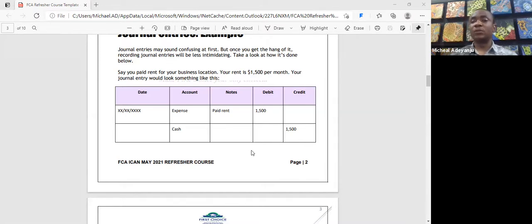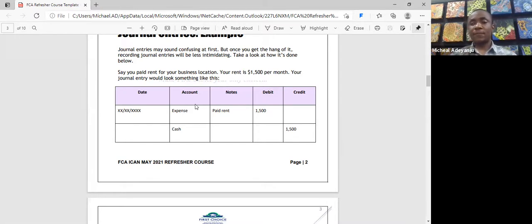Okay, for example, you paid rent for your business location. Your rent is 1,500 naira per month. Your journal entry would look like this. Although the transaction does not give us a date, assuming it gives us a date, we'll have the dates on this side of the column. We have our dates, we have our accounts. What accounts are we even talking about? Which accounts are involved?